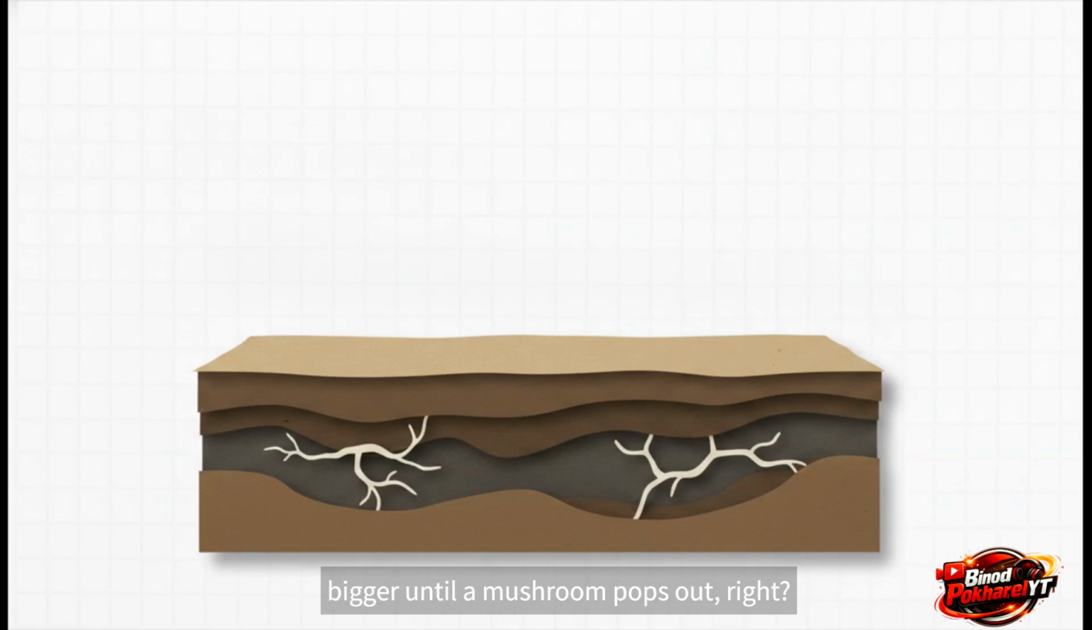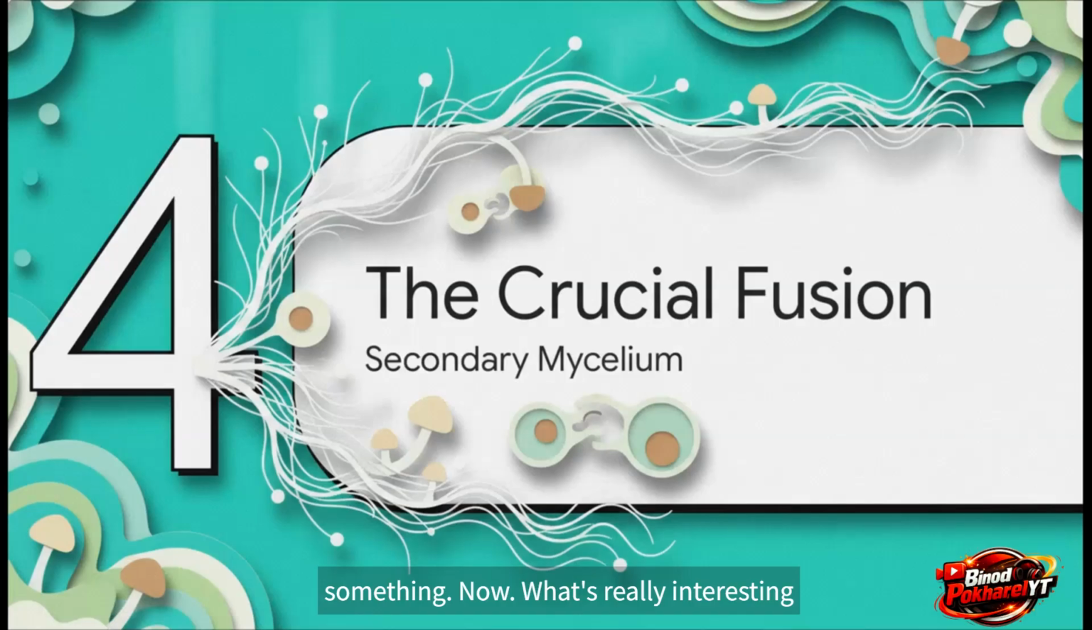Well, it won't. The primary mycelium living all by itself in the soil is fundamentally incomplete. No matter how big it grows or how much food it eats, primary mycelium alone absolutely cannot produce a mushroom. It is biologically impossible. It's actually waiting for something. Now, what's really interesting about this slide is how we solve that mystery.